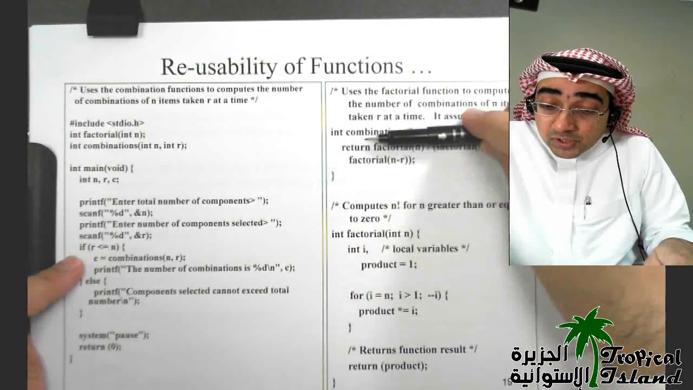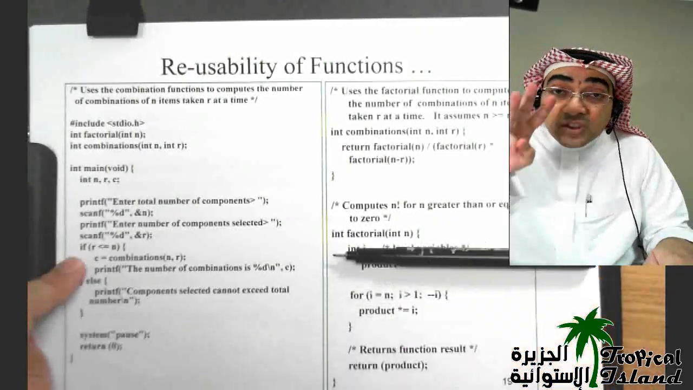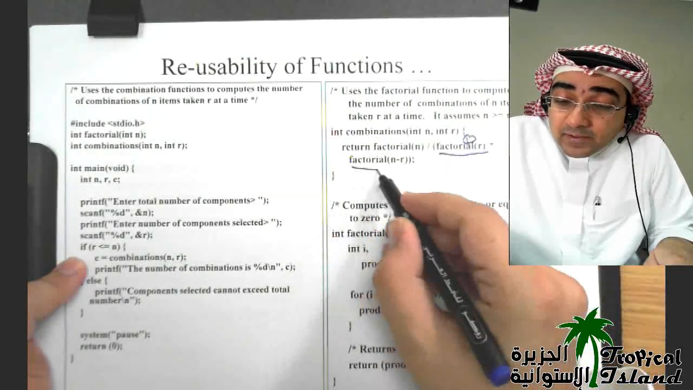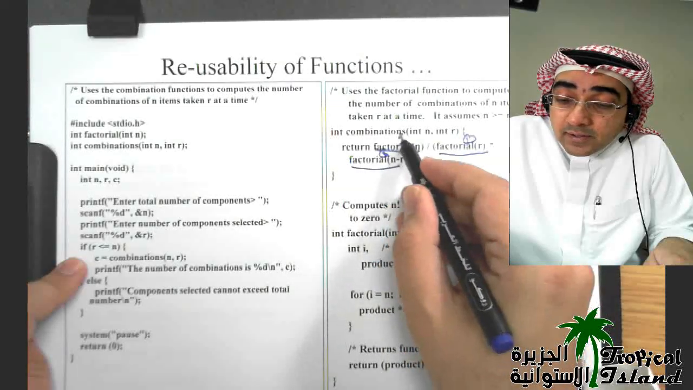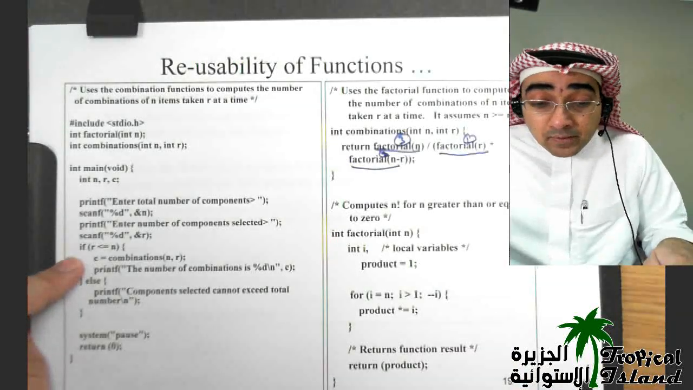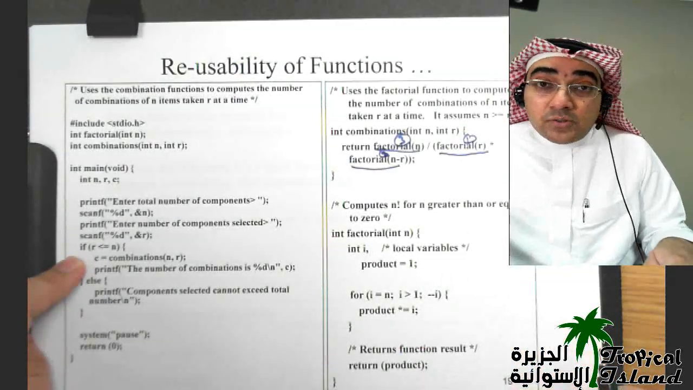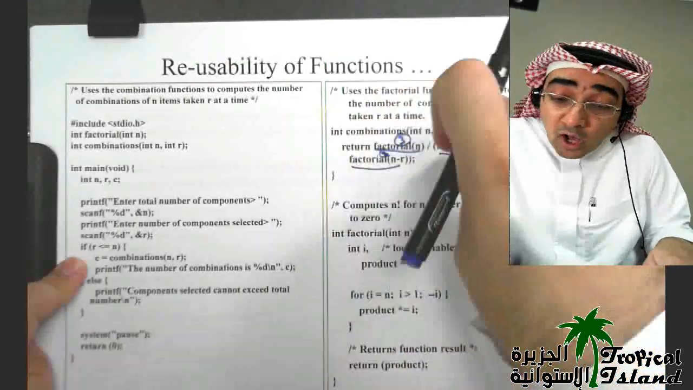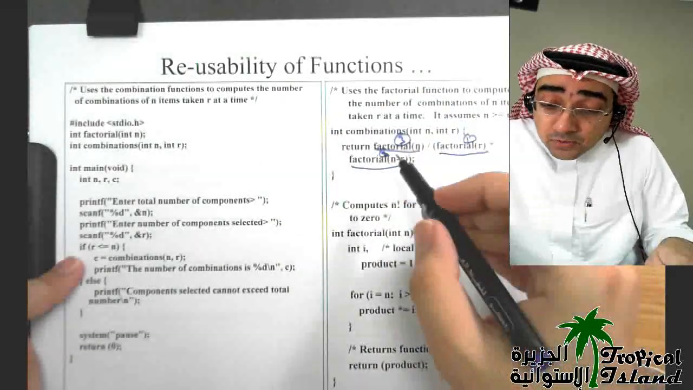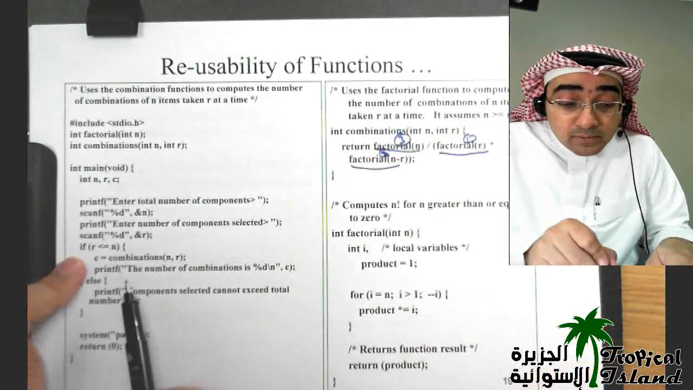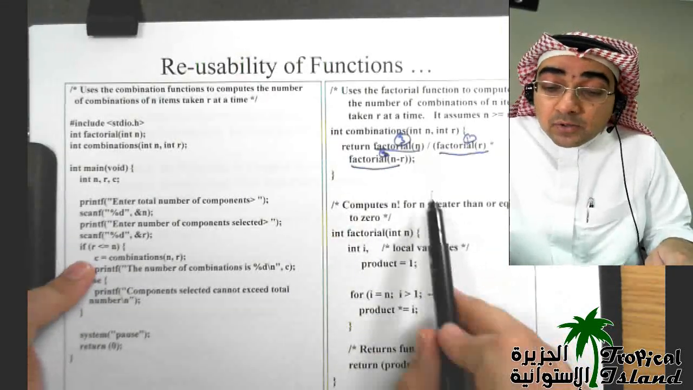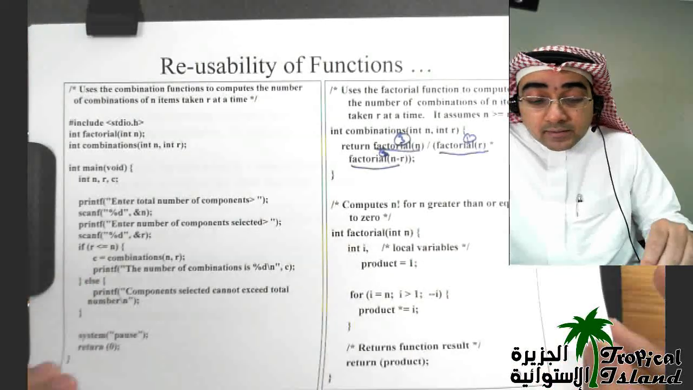So in the combination function I have called the factorial function 3 times. The first time I called it for factorial of r, this is the second time, and this is the third time I'm calling it. So 1, 2, 3. I'm calling the same function 3 times. Notice the reusability: I don't have to write the function 3 times. I wrote it once and then I can call it as many times as I like. So over here I called the combination function, which called the factorial function 3 times to solve the problem and come back and give me the result.